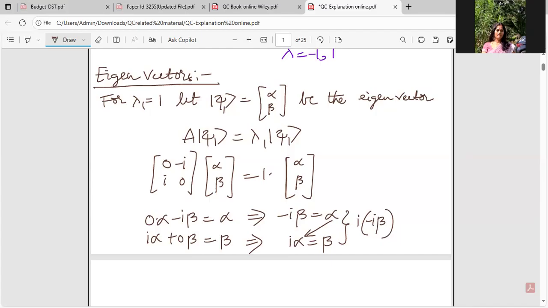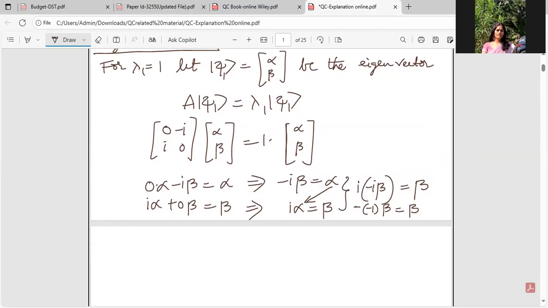Okay, this is equal to beta is what I have. I into I is I squared, and I know I squared is minus 1. Minus of minus 1 would be plus 1. Beta is equal to beta. Okay, this is what I get. Beta is equal to beta. Of course, this is a positive sign.